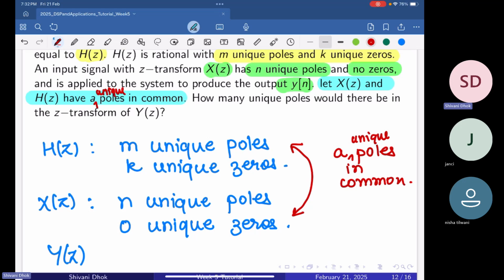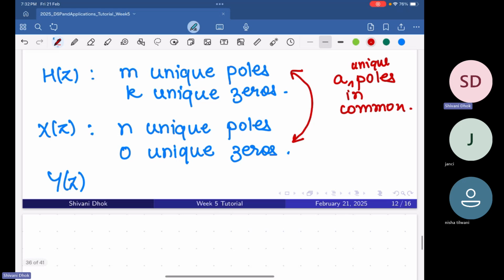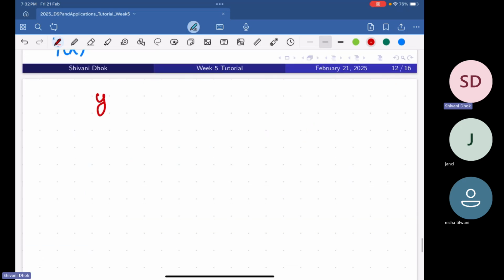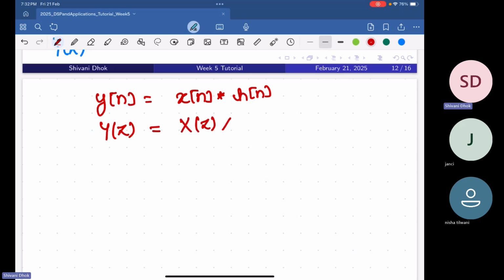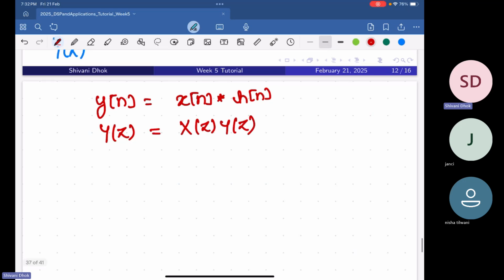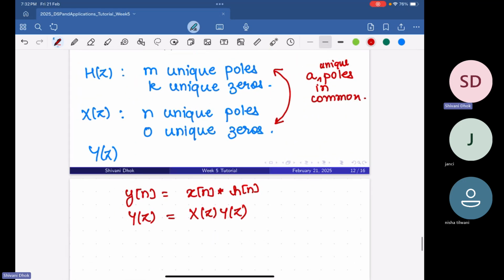Okay, how many unique poles will be there in the Z transform of y, that is Y of z? Now we know that y of n is x of n convolved with h of n, because it is given to us that we have an LSI system. So therefore this Y of z will be given by X of z into H of z.